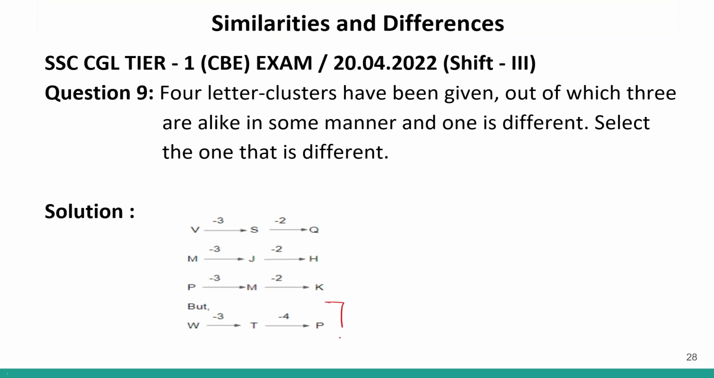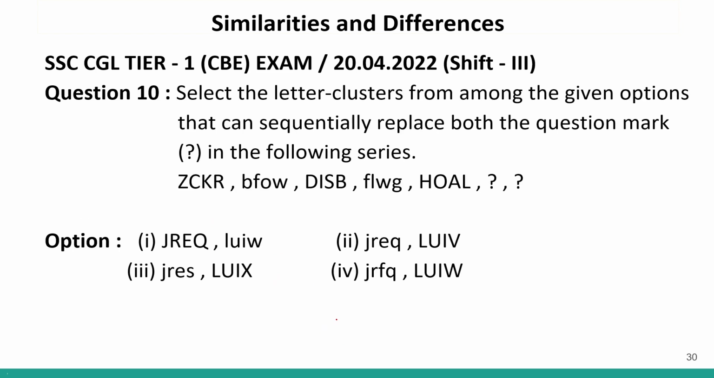Okay. So here you can see that only WTP follows a different logic. Now, we have to find two missing terms. So again, we have to consider this as one series, and this as the second series. So the first series will be Z, B, D, F, H, and then we have to find two terms. Now just solving this series only.